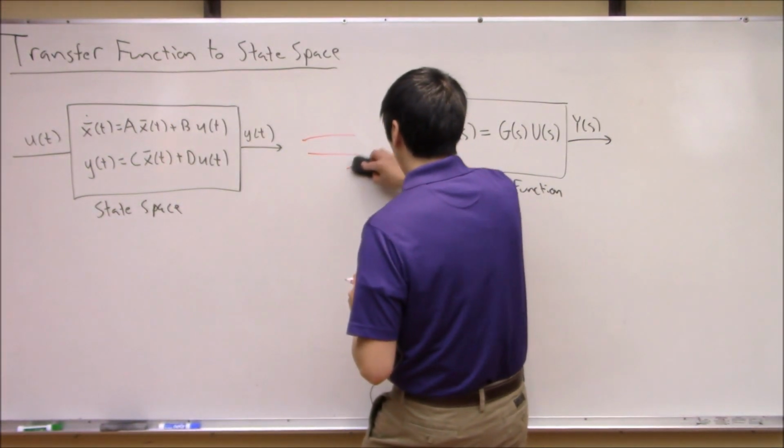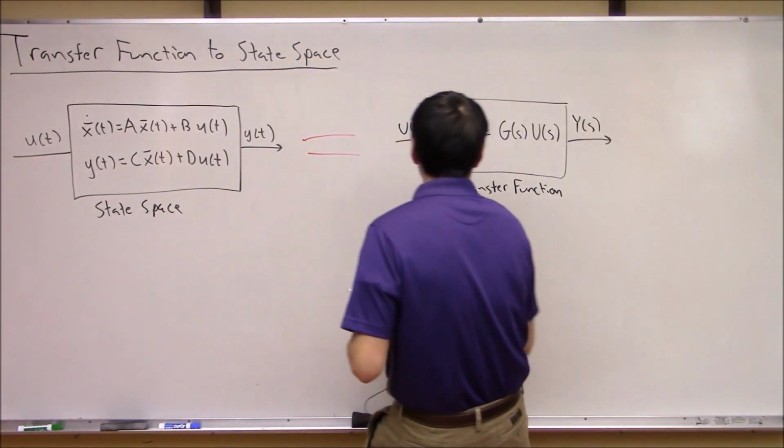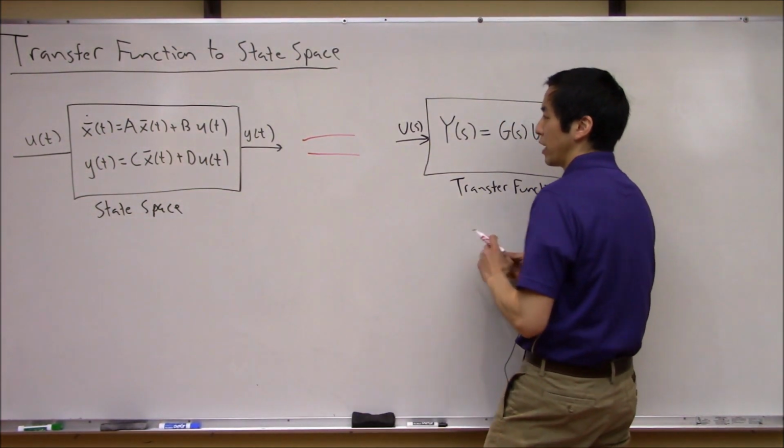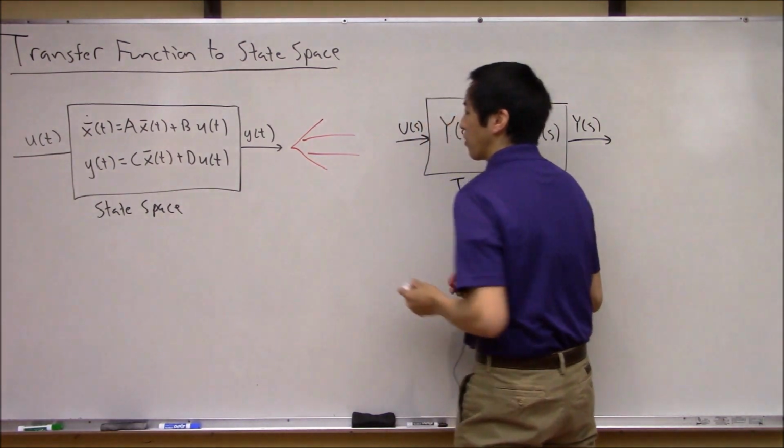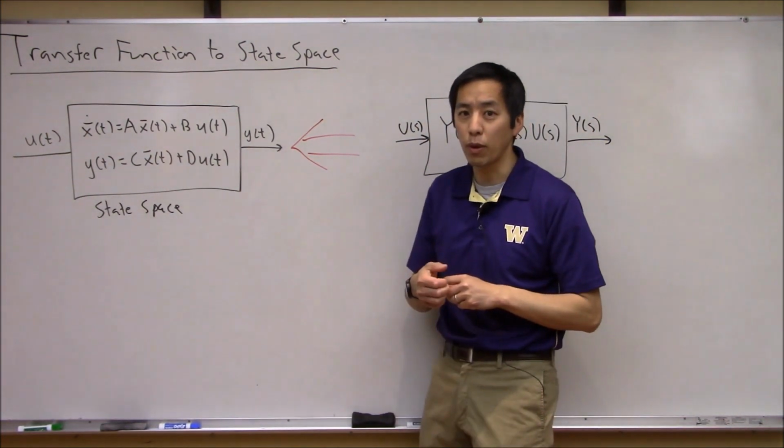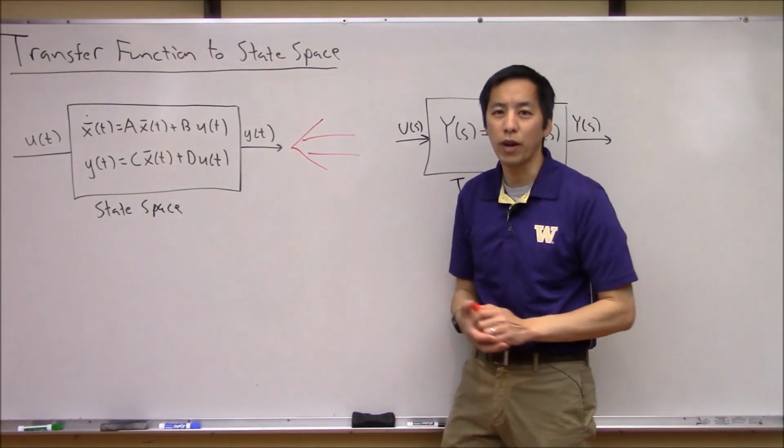So now I would like to say, what happens if we start from a transfer function representation and we would like to turn this into a state space realization or a state space representation? So that's the direction that we're headed today.